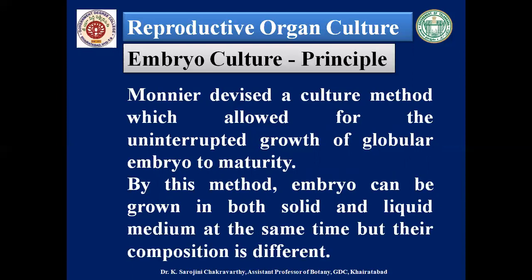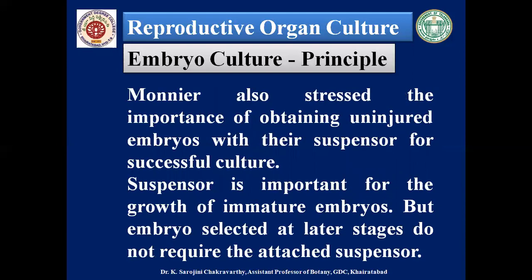Monnier also devised a culture method, and the composition of both the solid and liquid media are different. They are not the same. He also stressed the importance of obtaining uninjured embryos with their suspensor for successful culture. Why? Because the suspensor is important for the growth of immature embryos. But embryos selected at later stages do not require their attached suspensor.